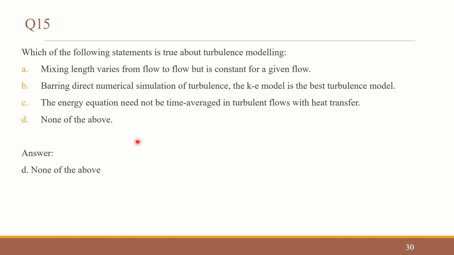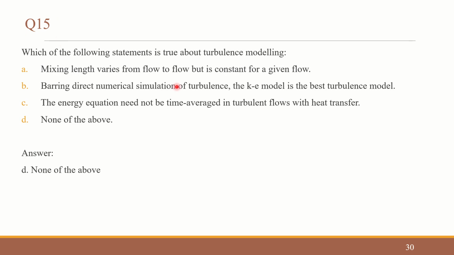So the first statement is mixing length varies from flow to flow but is constant for a given flow. This is false because inside the flow, mixing length is not actually constant for a given flow. It is in fact varying, as we have seen, with the normal distance from the wall. So the first statement is false.